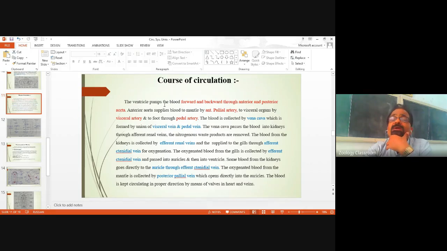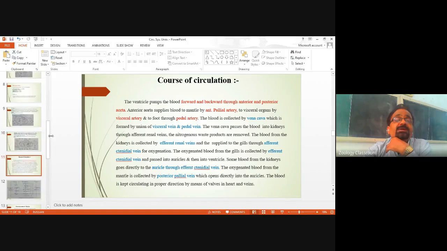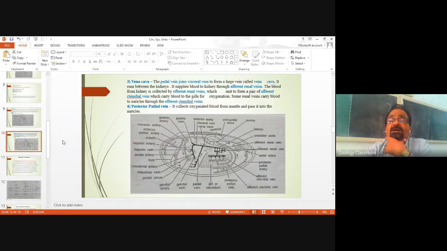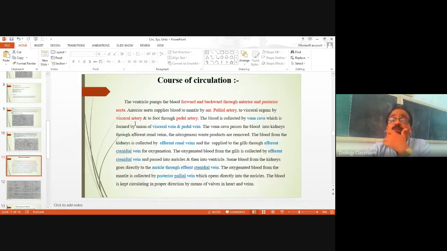The ventricle pumps the blood forward and back through the anterior and posterior aorta, as we have already mentioned here. See this. This is the anterior aorta and this is the posterior aorta, the location of the ventricle. Forward and backward, blood is supplied by the respective aorta, that is the anterior and the posterior aorta.